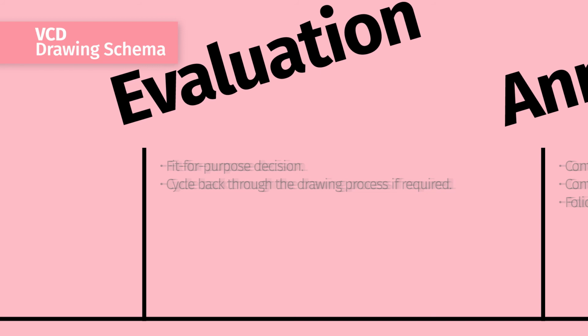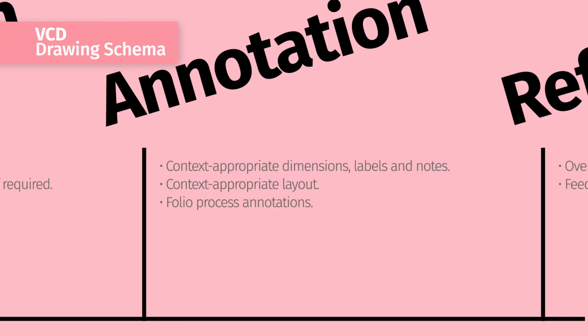The next step is annotation. So this includes all context appropriate notation. So that means things like dimensions, labels, notes, layout styles, whether that be for presentation boards, what would be appropriate way to present a drawing on a presentation board, or technical drawings in title blocks and those sorts of things. And then of course annotations themselves. So what sort of labels and annotations do you need for an appropriate folio?